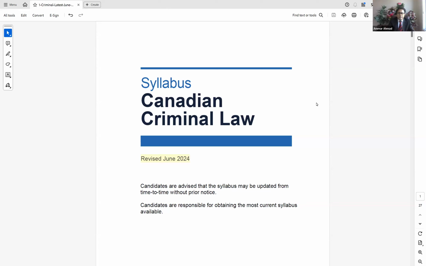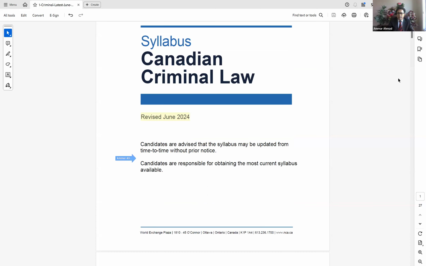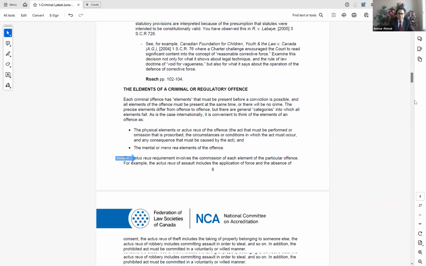I'm going to give you a free session on Canadian criminal law as an NCA subject. This syllabus has recently been changed, and you can see I have highlighted it. It says revise for June 2024. So there are a few cases which have been added, and I have highlighted those cases.